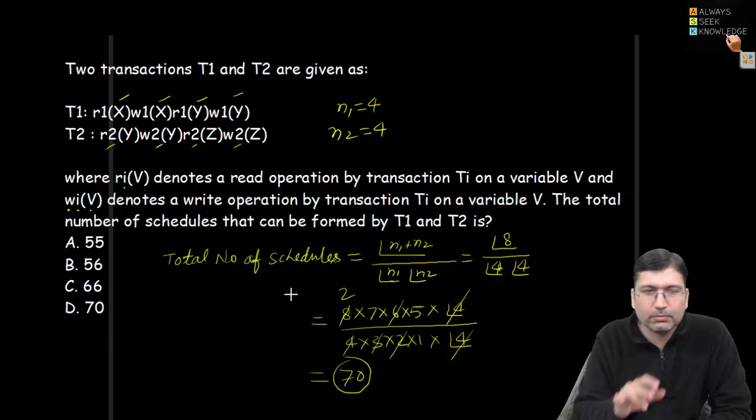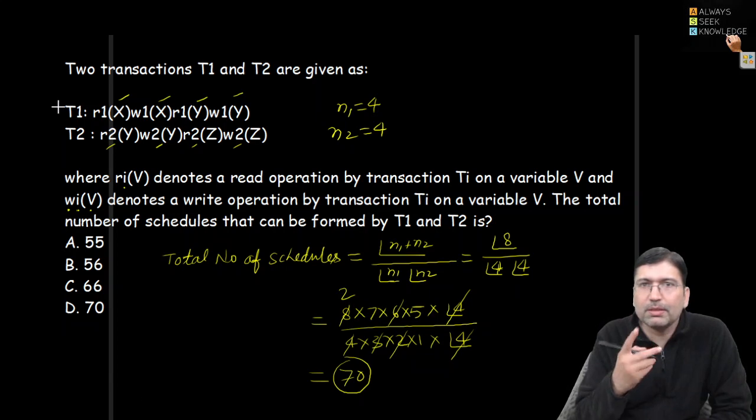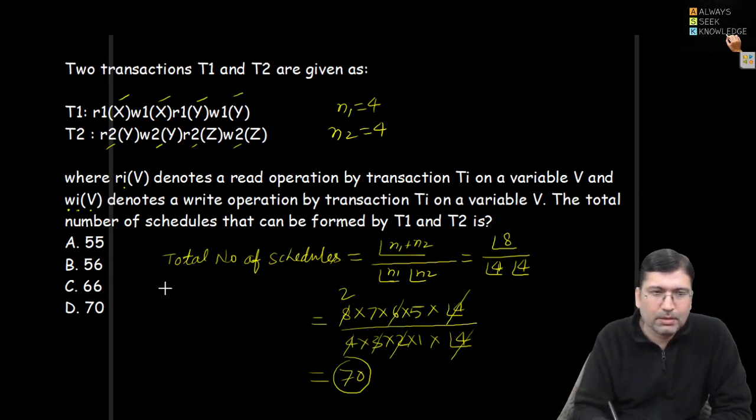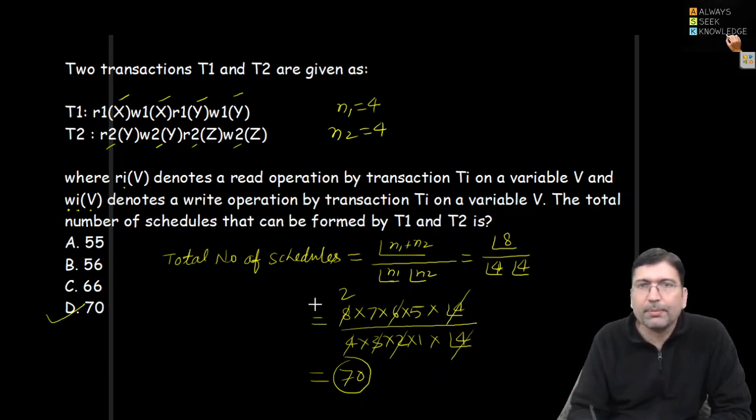Total schedules, by considering the scenario where there are only two transactions, T1 and T2, and T1 has 4 operations and T2 has 4 operations. So in this scenario, the answer will be 70. But you can expand this formula for n number of transactions. So the total number of schedules, let's say there are n transactions, is n1 plus n2 till nn, factorial, divided by factorial n1 factorial n2 factorial n3 and so on. So please note it down. Let's move on to the next question.